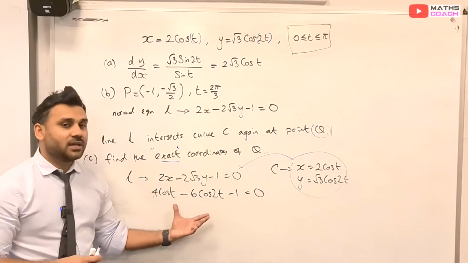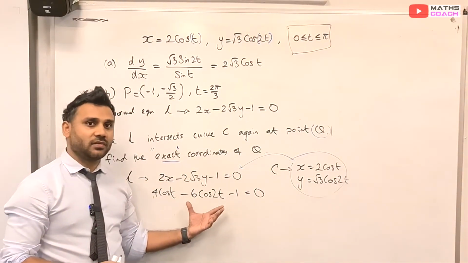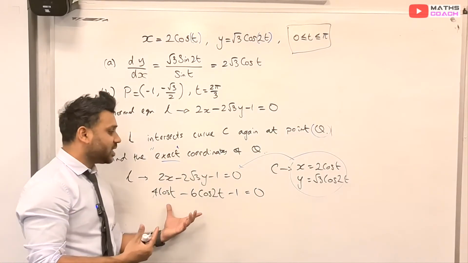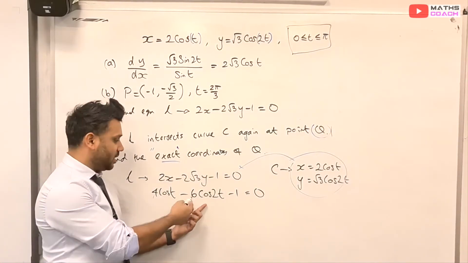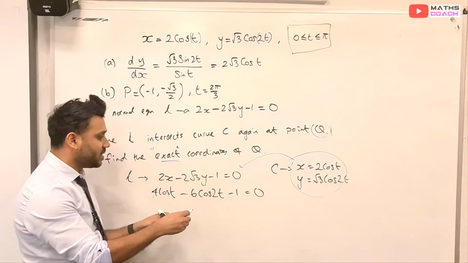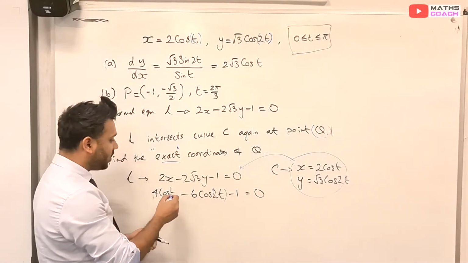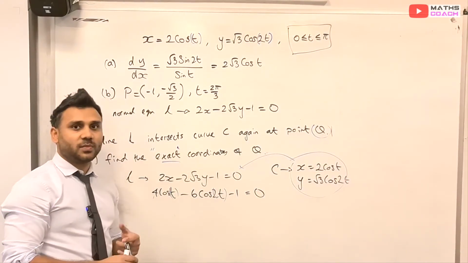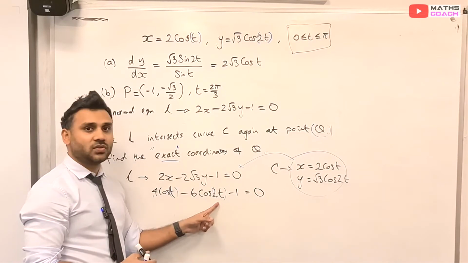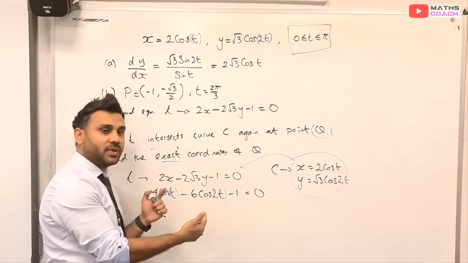Now, we have come down to solving an equation involving trigs. The criteria is that I need to have the same trig. In this case, we do. Second criteria is that the angle or the function inside the trig needs to be the same. So that's the t and that's the 2t. So we need to change one of them.